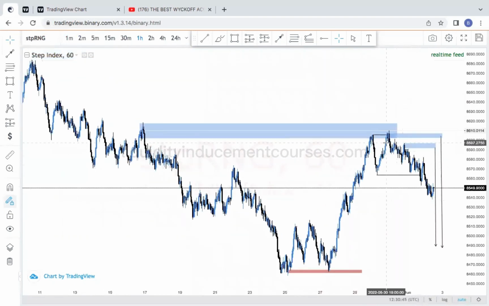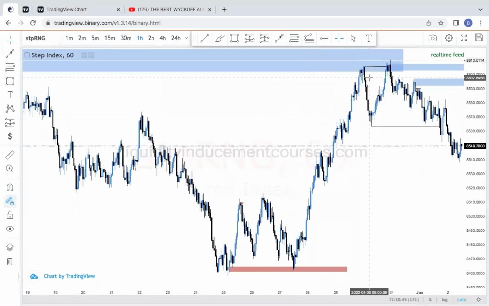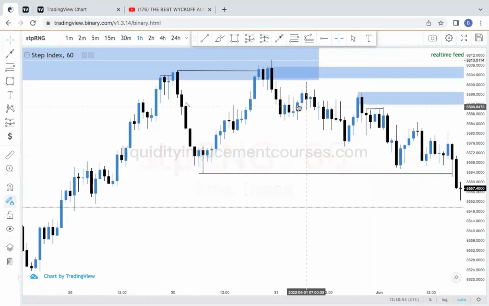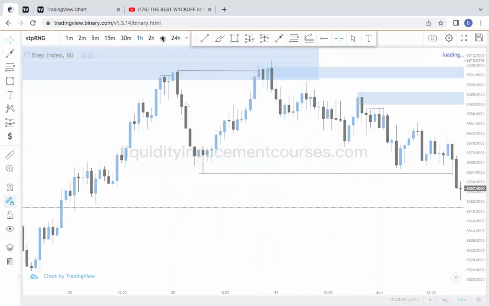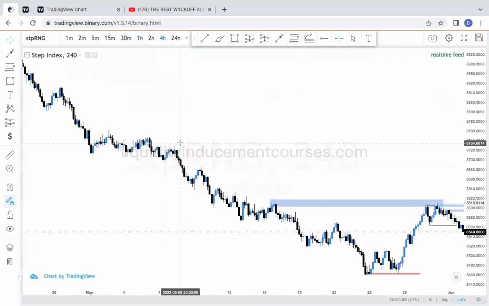Now, why did I want price? What was the reaction I was looking for? Why did I not enter off this level? Let's go to a higher time frame. We'll still go back there and then look at the higher time frame for Euro CHF. But let's look at this.